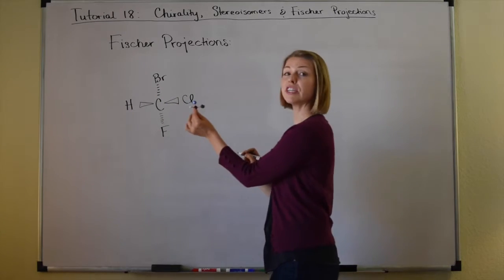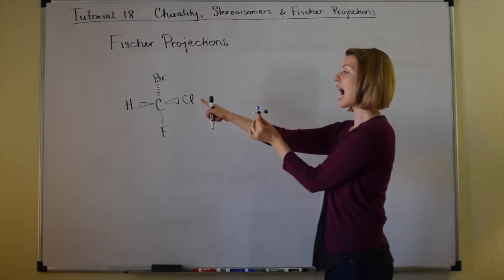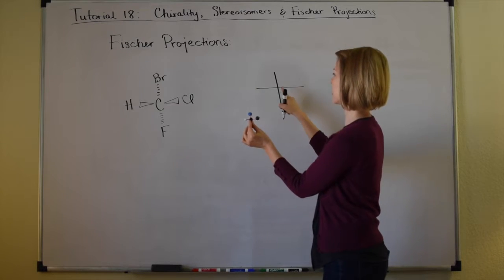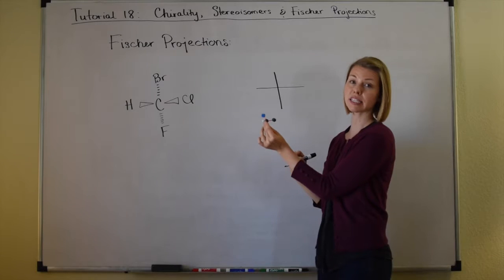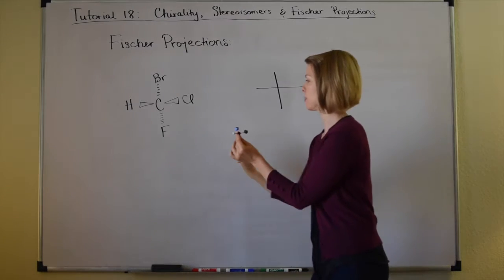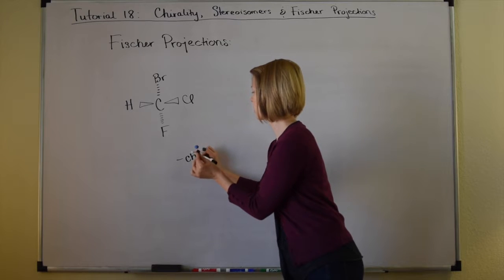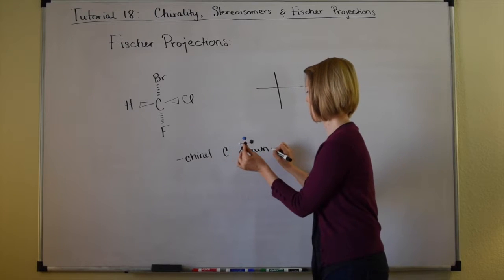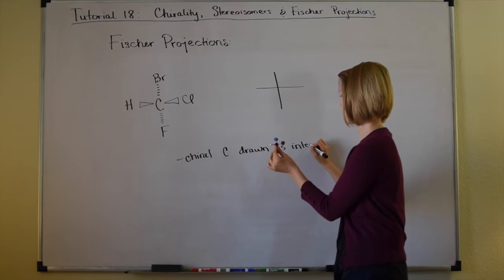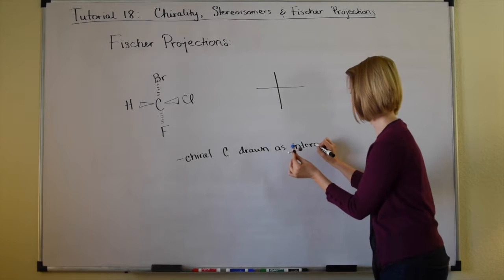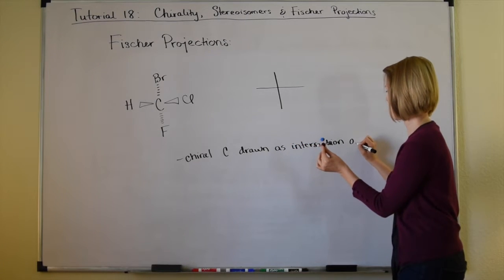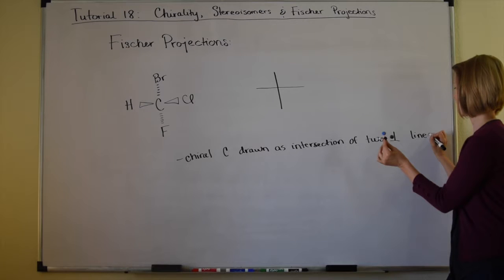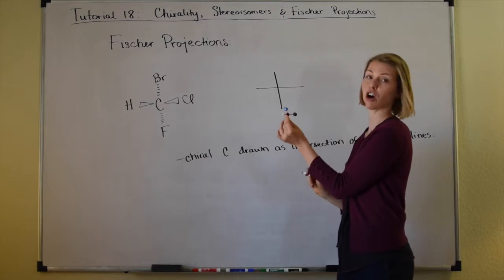Okay, so in a Fischer projection, we would draw the chiral carbon as the intersection of 2 lines. So this point where the 2 lines intersect, that is our chiral carbon. Let me write that here. Chiral carbons are drawn as the intersection of 2 perpendicular lines. Okay, I'm just going to abbreviate perpendicular there. So here's our chiral carbon.